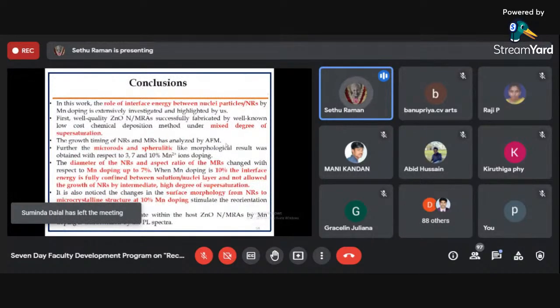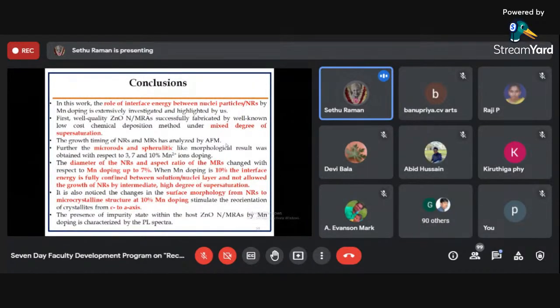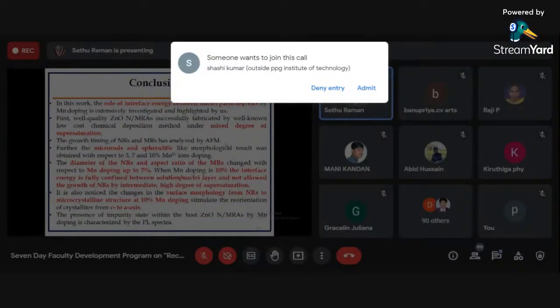So from this work, we concluded that the role of interfacial energy between nuclear particle and nanorods by M doping is very interesting, and we have investigated it extensively. With respect to the degree of supersaturation, the growth timing of the nano and micro rods was analyzed by using AFM. With respect to the degree of supersaturation, how we form the nano and micro rod arrays on the seed or substrate.